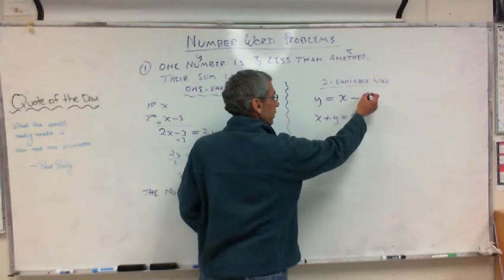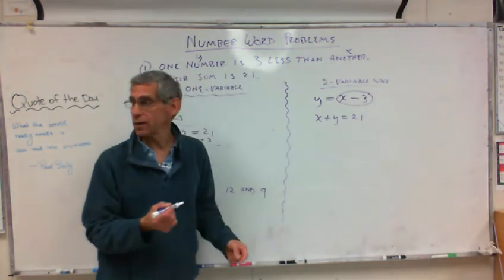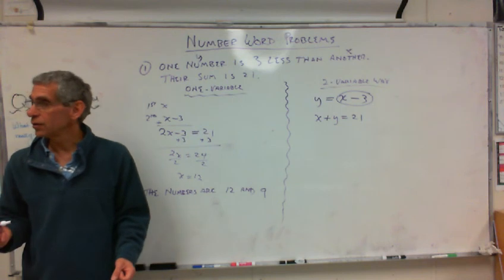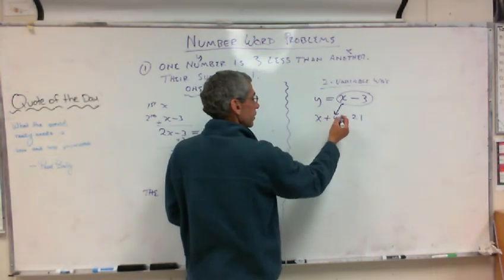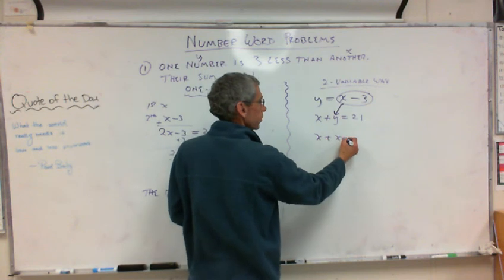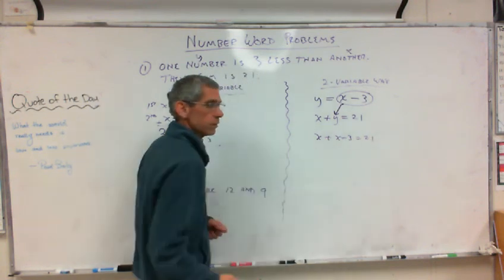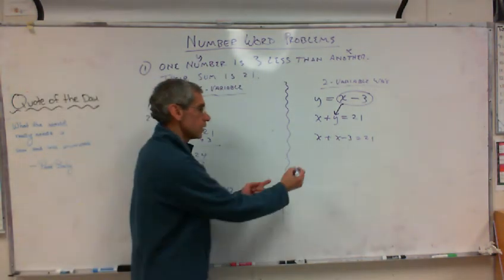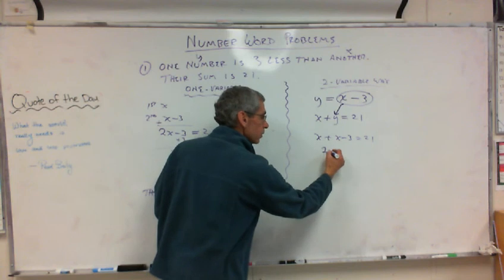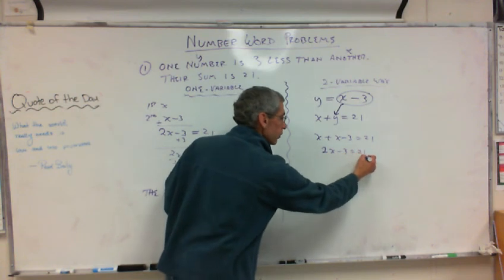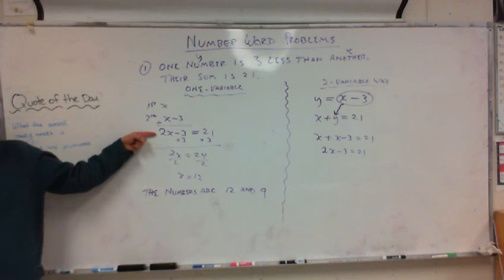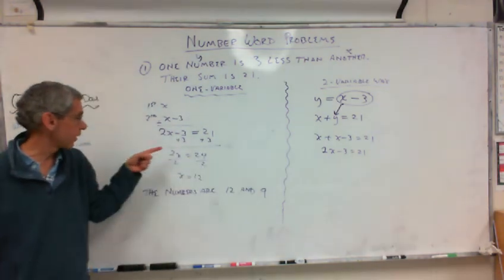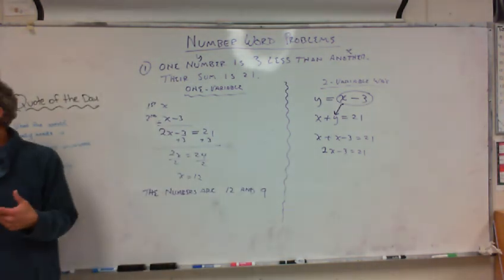Well, no. This is where now I'd use systems of equations, right? And I'd do substitution. So I would substitute this in for y. So I have x plus x minus 3 is equal to 21, right? Which is, look at this, x plus x is 2x minus 3 equals 21. Look over here. 2x minus 3 equals 21. Same thing. It's just two different methods.